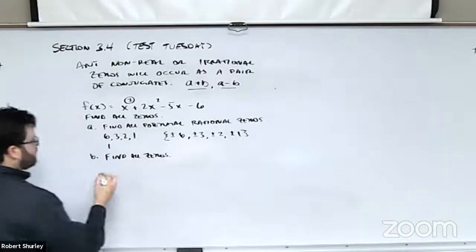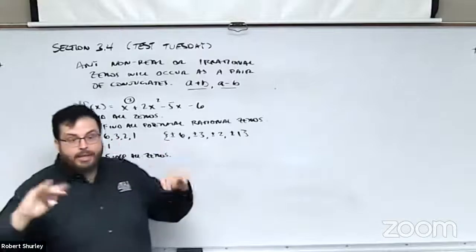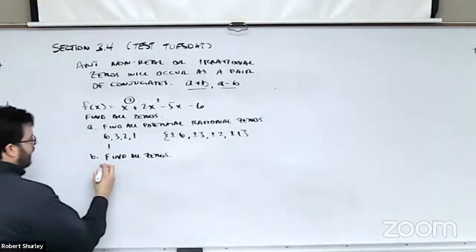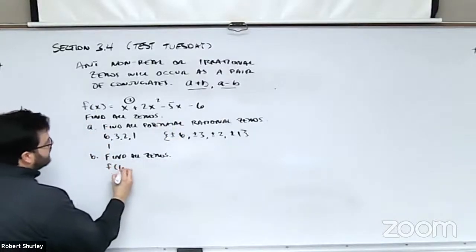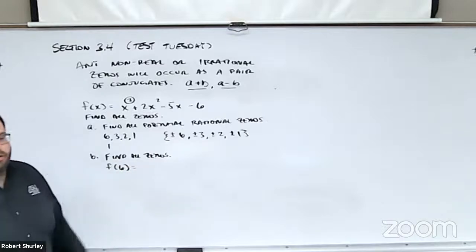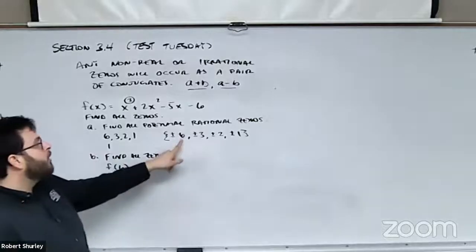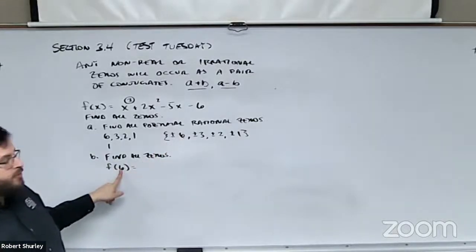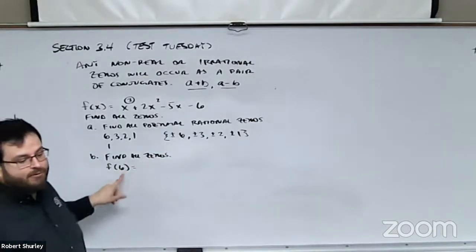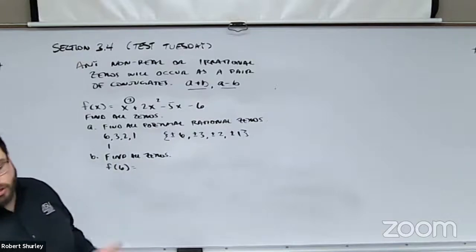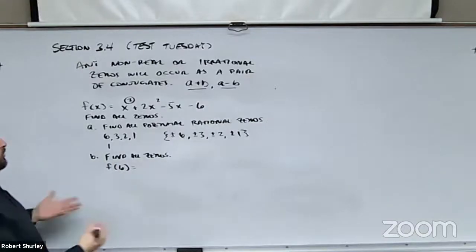I'm going to start with the 6. We might just get lucky, and it'll be a 0. So I'm going to take f of 6. Now remember, this is that remainder theorem from the last lecture. The remainder theorem said if we plugged in a value for the function and we got back 0, it meant that value was a 0. If you go back to 3.3, that's what that was talking about.